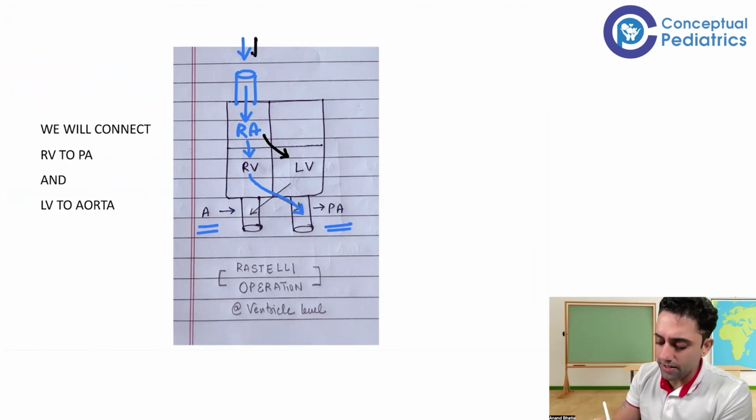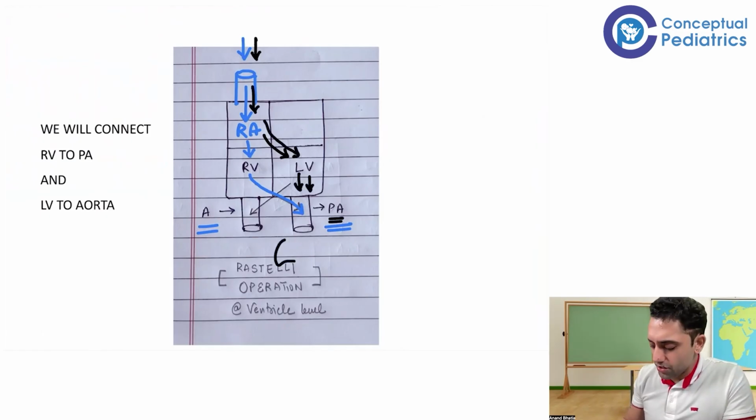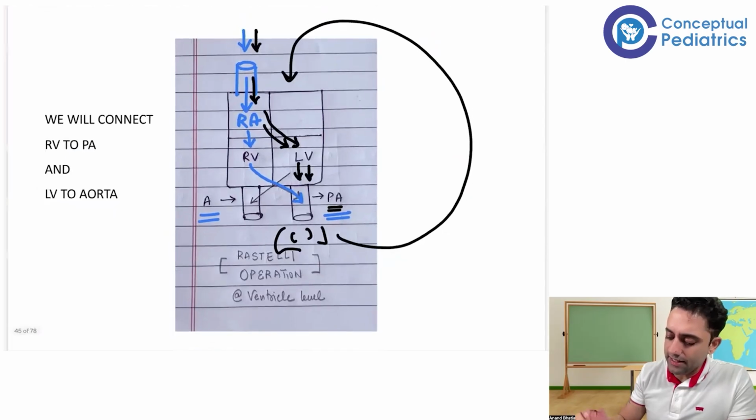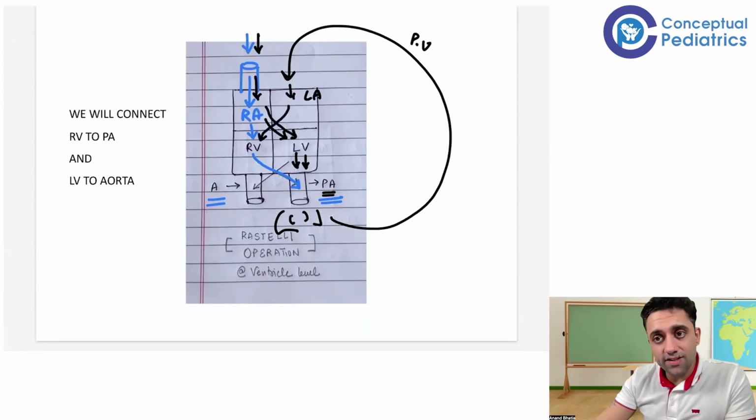The deoxygenated blood enters the right atrium, then goes to the left ventricle, and from the left ventricle it is connected to the pulmonary artery. The full purification and oxygenation happens from the pulmonary artery, where blood goes to the lungs. From the lungs, the pulmonary veins carry the oxygenated blood to the left atrium, and the left atrium is connected to the right ventricle. This was the atrial switch.